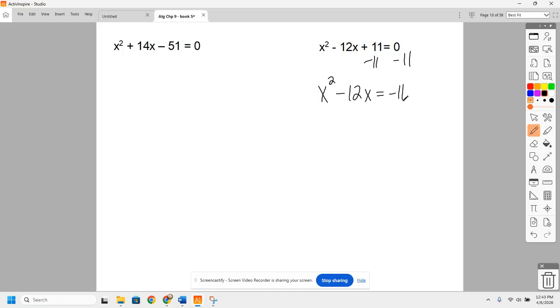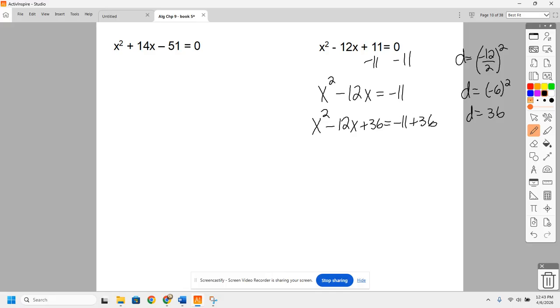I'm going to go find what d equals. D equals b divided by 2, squared. So negative 12 divided by 2 squared. So d is equal to negative 6 squared. D will be equal to 36. I'm going to add 36 to both sides. X squared minus 12x plus 36 is equal to negative 11 plus 36. X squared minus 12x plus 36 is equal to 25.